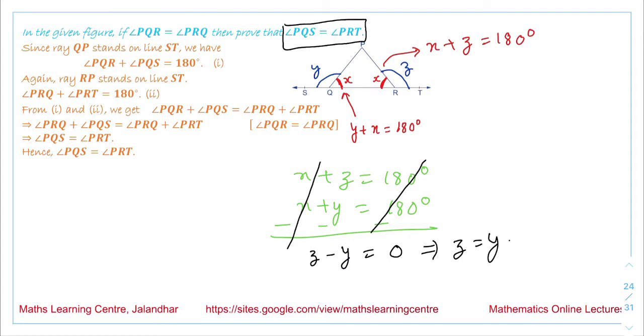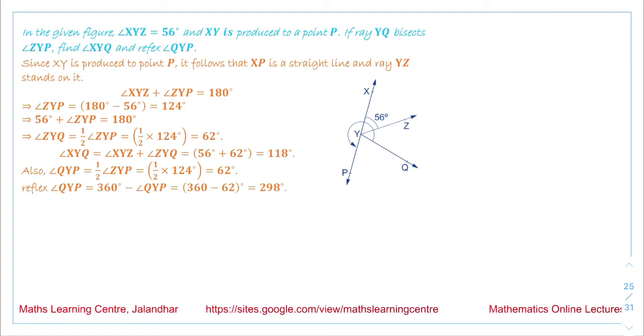In this question, it is given that angle XYZ is 56 degrees, and XY is produced to a point P. XY is produced to a point P means this is a straight line.